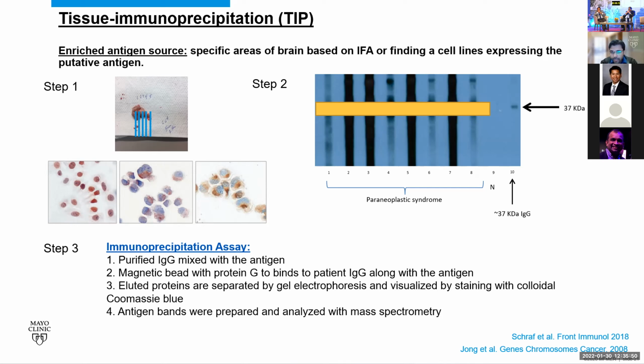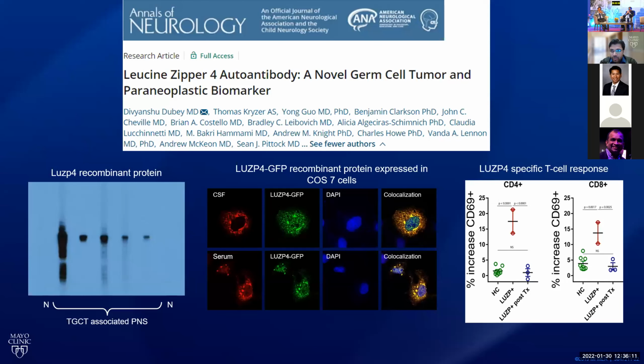and hopefully, when you get the hits, which are usually always too many, the top hit or the most relevant hit is hovering in the top 10, 15 counts. And then using multiple different patients, we sometimes are able to figure out what the relevant hit is. This is the technique we utilized to discover this antibody called leucine zipper 4, which is another biomarker of germ cell tumor associated paraneoplastic syndrome.